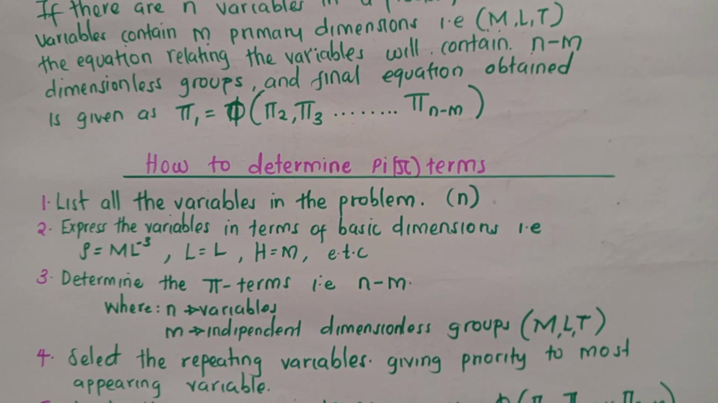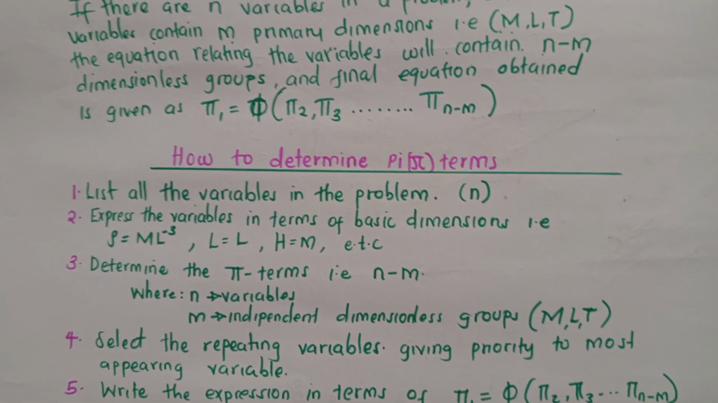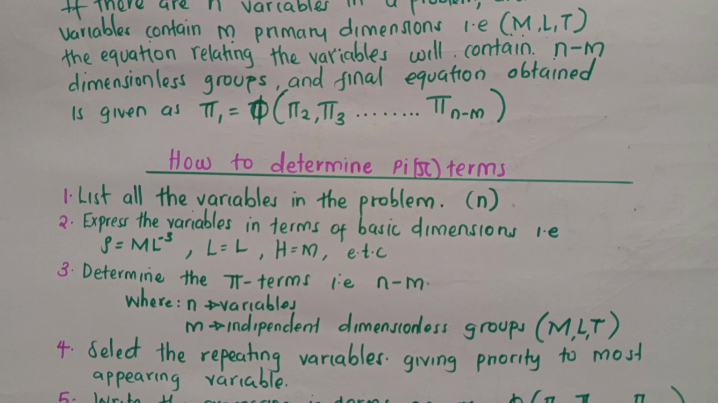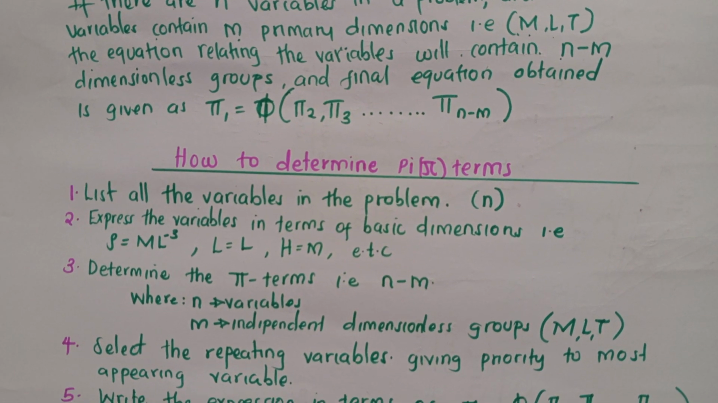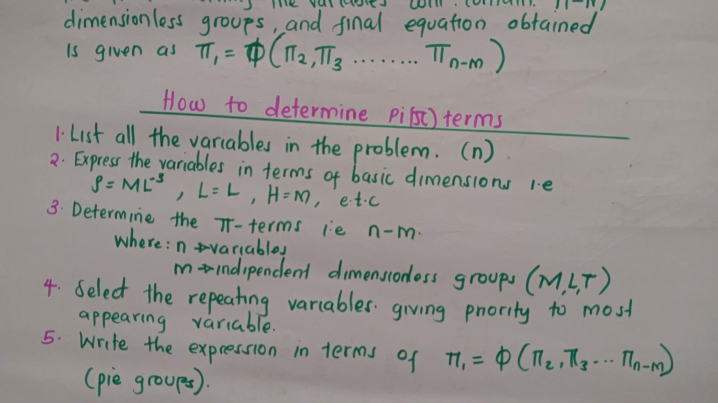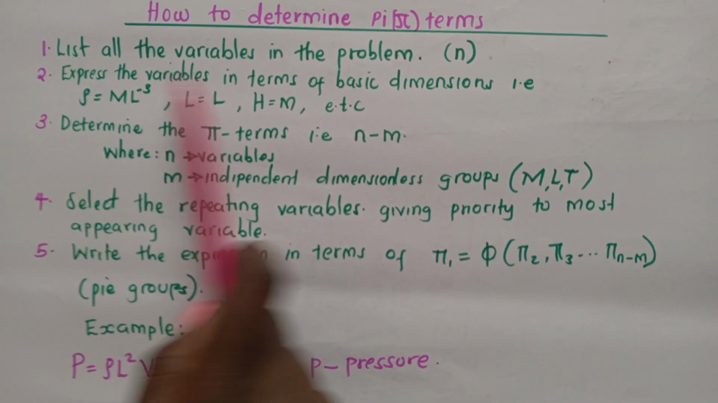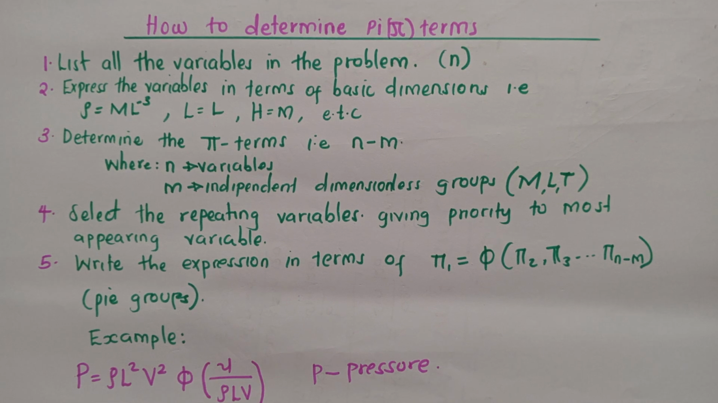So you'd be given an equation and you are supposed to determine the number of pi terms, which has been a challenge to most of the students, but today we are going to simplify it so we can see how to meet that concern. Now, how to determine the pi terms given an equation.